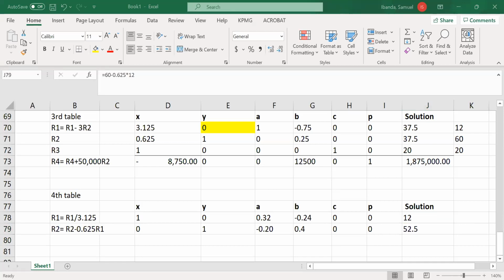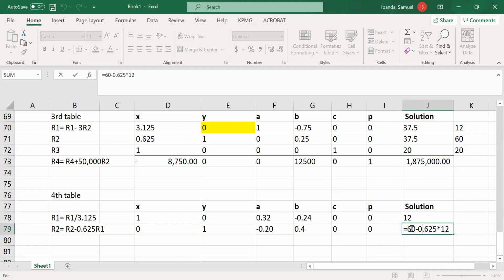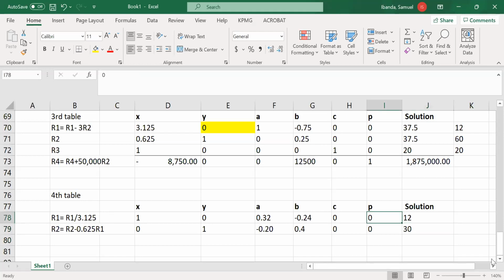Is it 52.5? Did I do it right? Let's see. 60. It's not 60, sorry. I think I was trying to pick this information. It is this, so that does not confuse us. It is 37.5. That's what we have. And our R2 minus 0.625 times the 12. So it gives us 30.